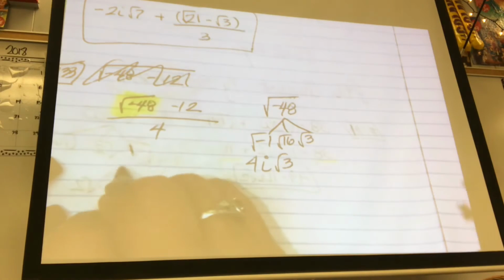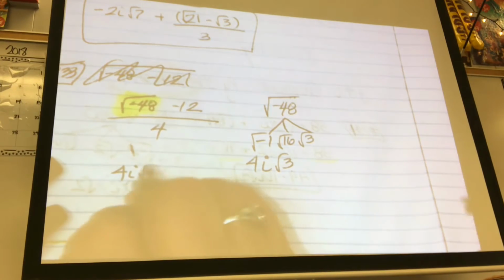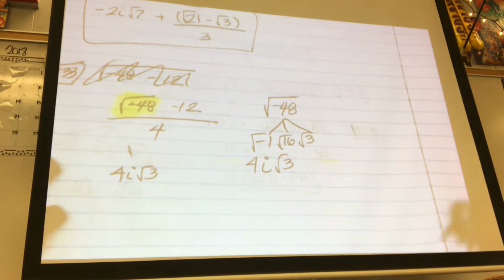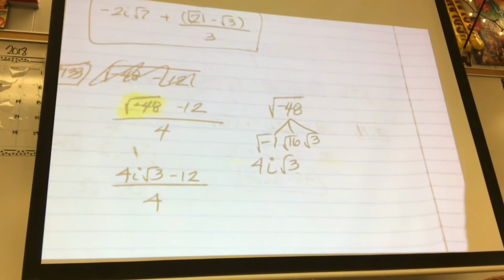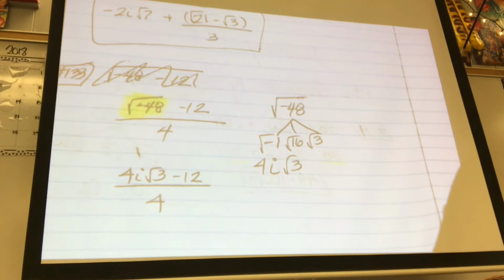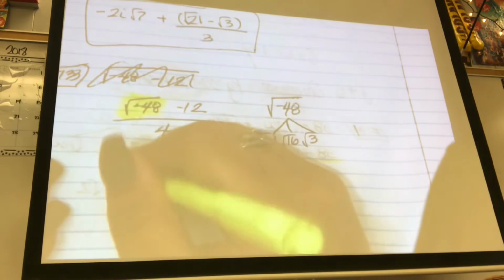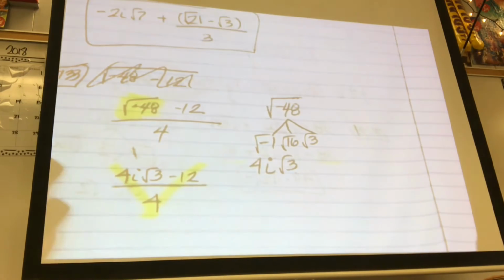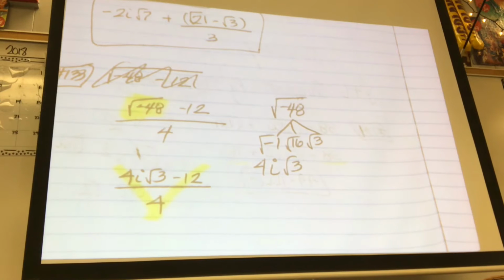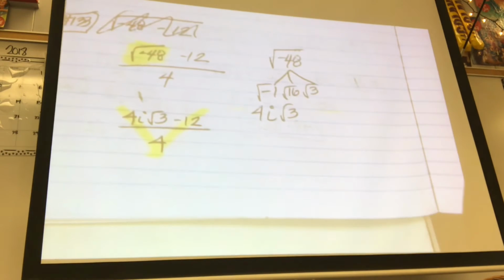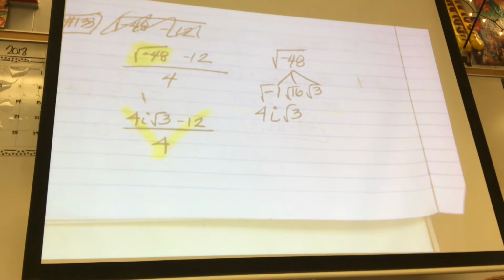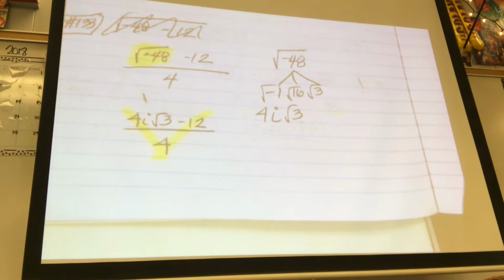So here we go, guys. This is 4i rad 3 minus 12 all over 4. So all you guys have to do is anything that's outside of the square root, you reduce it. So you're going to reduce this and you're going to reduce that. Only the ones that are outside. You're not allowed to reduce what's inside, because it's not 4, it's the square root of 4. It's not 3, it's the square root of 3. That's not the same thing. You can't reduce if it's in a square root.